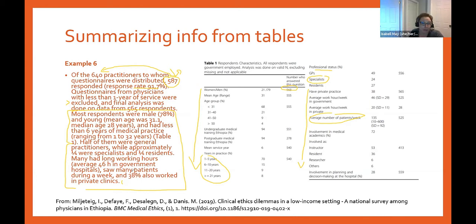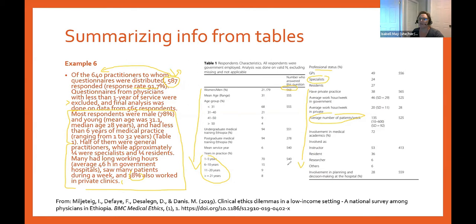So 38% worked in private clinics, many had long working hours. So what are the most common characteristics of this sample of 587 people who responded? What are their main characteristics? They're predominantly male, they're predominantly younger, they have less than 6 years, and so on, right? Rather than saying, oh, we had 8 people who had 21 more years.